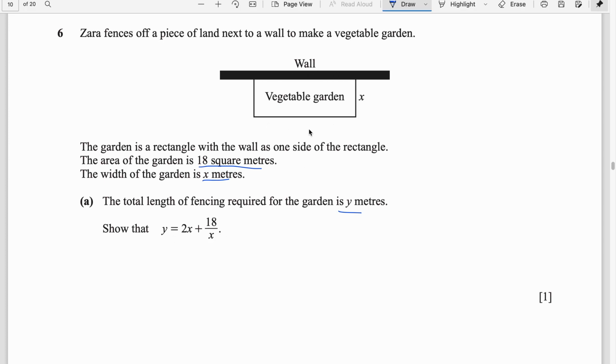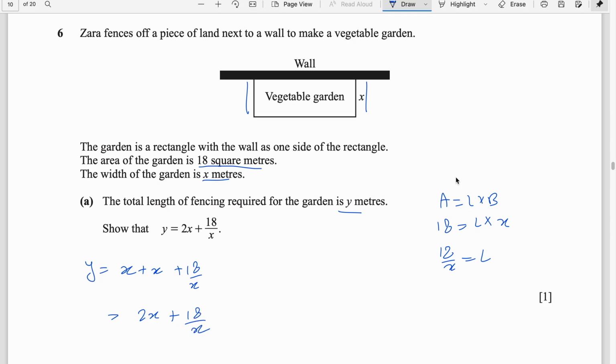So if we just look at this, we have one of the sides that is x, other side is also x, and the third side: area is equal to length into breadth. Area is given, which is 18, length is unknown, and breadth is x. So 18 by x is the length plus 18 by x. So we get 2x plus 18 by x.